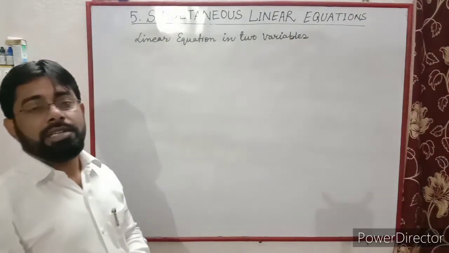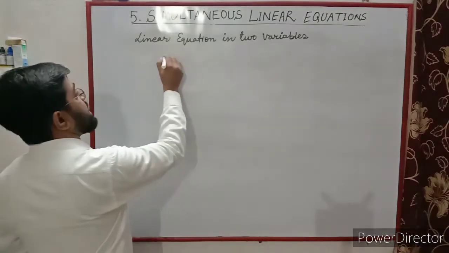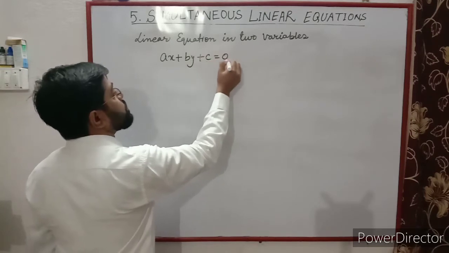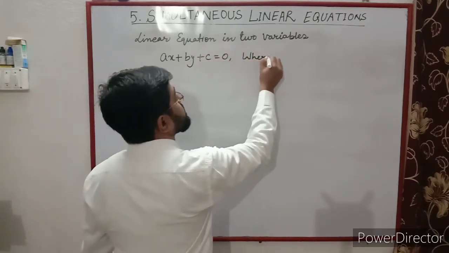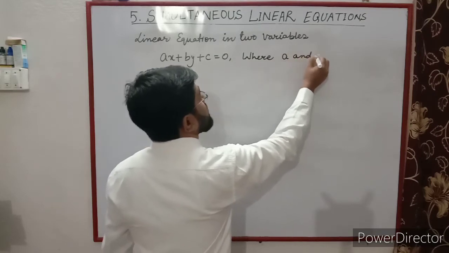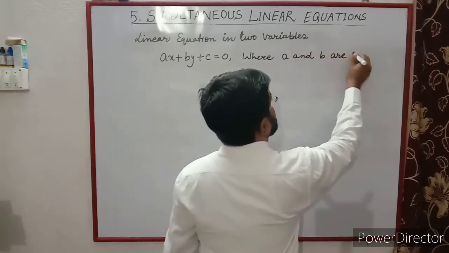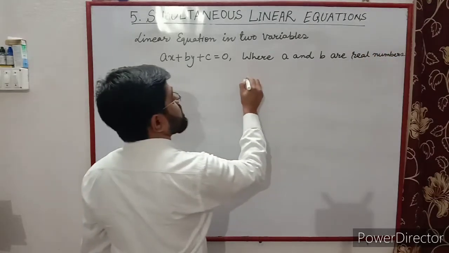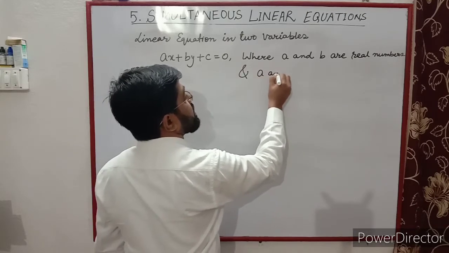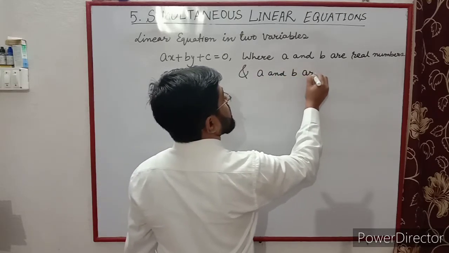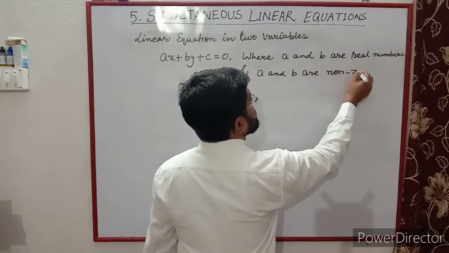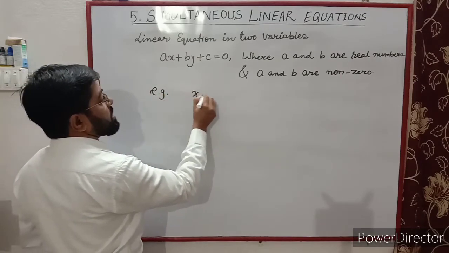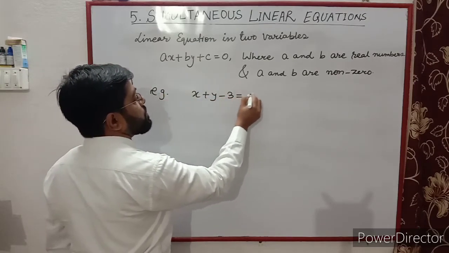So the general form of linear equation in two variables is ax plus by plus c is equal to 0, where a and b are real numbers and a and b are non-zero. Now let's see the example. x plus y minus 3 is equal to 0.